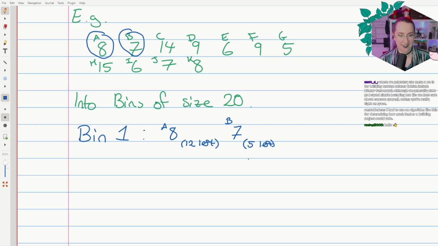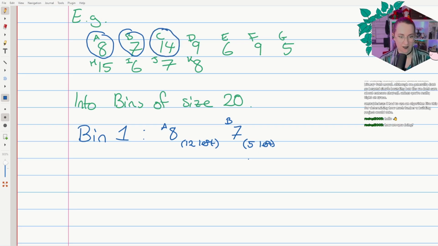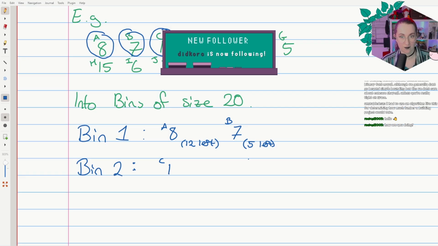We move down to the next item. So we're literally just going down the list, but we start from bin 1 each time. We only have a space of 5 left, and 14 is bigger than 5. So we then look at the next available bin, which is bin 2. In this, we're in control of how many bins there are, so we've just gotten another bin. We're going to put C, 14, inside of there.